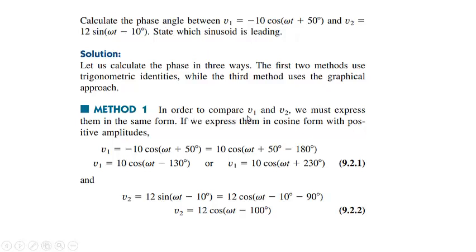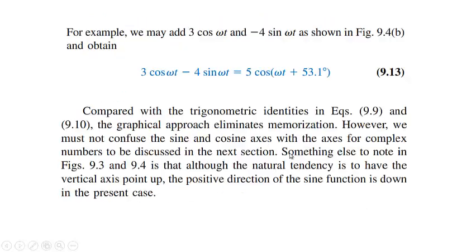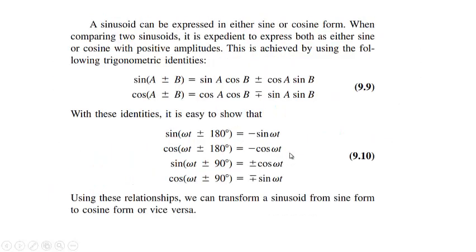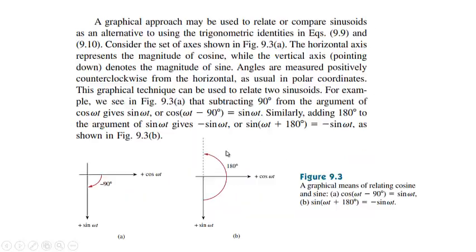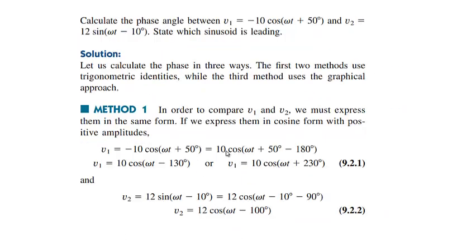In order to compare V1 and V2, we must express them in the same form. If we express them in the cosine form with the positive amplitude, V1 is equal to minus 10 cos of omega t plus 50, it is given. So I will add or subtract 180 degrees. I have to subtract 180 degrees, or you have to add 180 degrees to get the plus cos. So in that case, minus will be consumed here. So here it has been done that this angle has been subtracted.